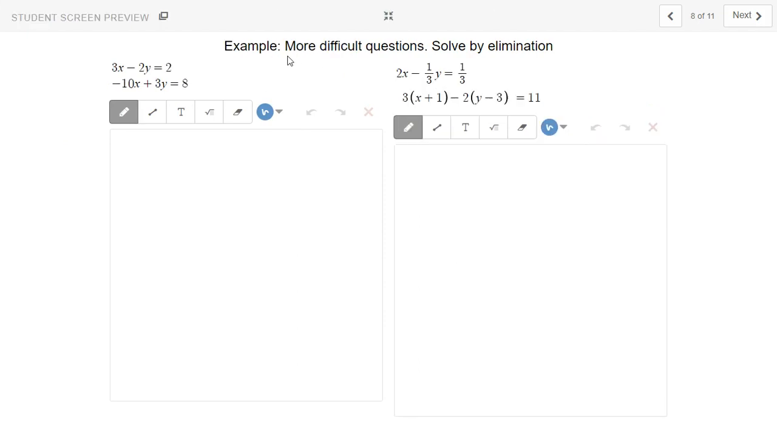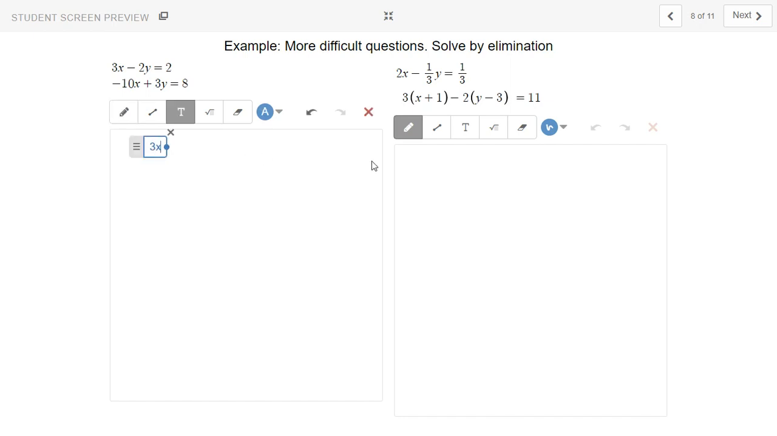Sometimes there are more difficult questions. And when I say more difficult questions, it's not that it's tricky in the algebra, it's that we need to do a little bit more rearranging and preparing before we can solve by elimination. Now, the trouble here, you'll notice, is that there are no coefficients that are exactly the same. So no matter if I add or subtract, I'm still going to have an x value and a y value. I won't be able to eliminate one of them by adding or subtracting.